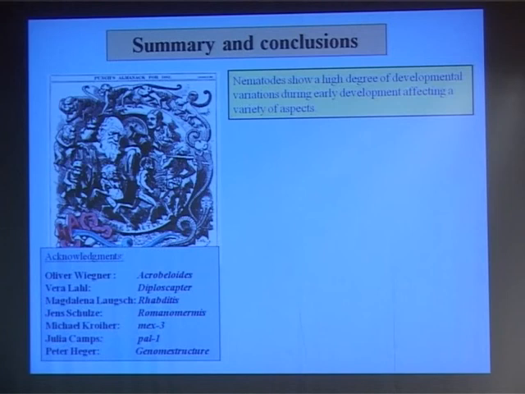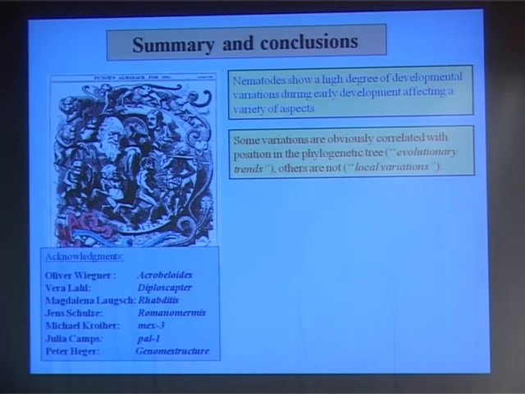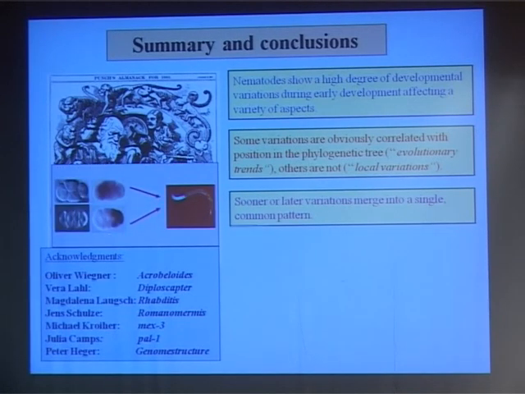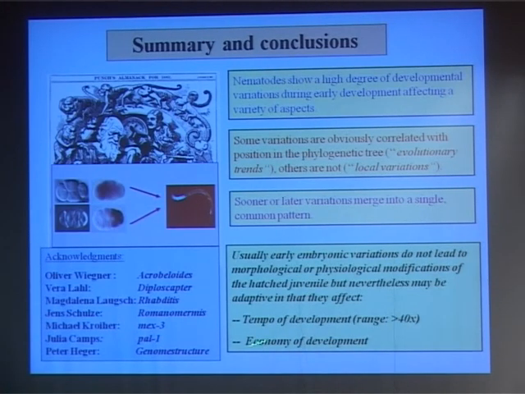Conclusion: nematodes show a high degree of developmental variations during early development affecting a variety of aspects. Some variations are obviously correlated with the position in the phylogenetic tree, and we can call it an evolutionary trend. Others are not, and I call them a local variation. Sooner or later, these variations merge into a single common pattern. And that means that early embryonic variations usually do not lead to morphological or physiological modifications of the hatched juvenile. But nevertheless, they may be adaptive in that they affect the tempo of development, and we find ranges of more than 40-fold in the duration of embryogenesis. And also they may affect the economy of development.